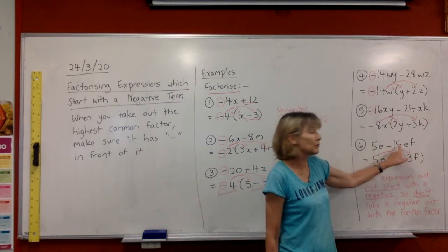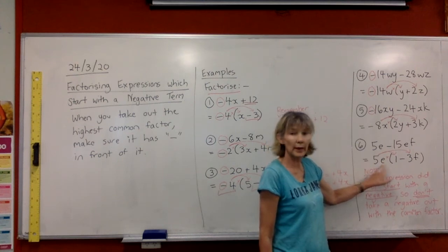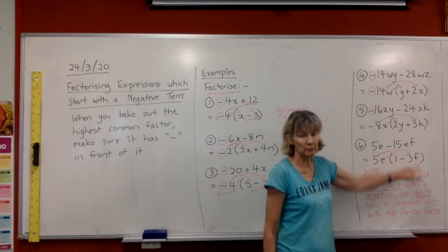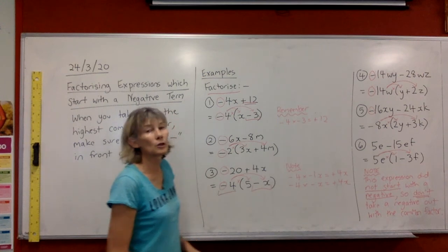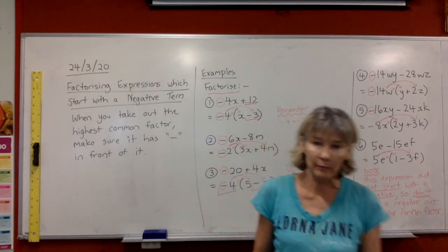5 times 3 gives you the 15. The e is already out. The f has to be written down. So I hope that's clear. Make sure you get all the notes down. I'll just step out of the way.